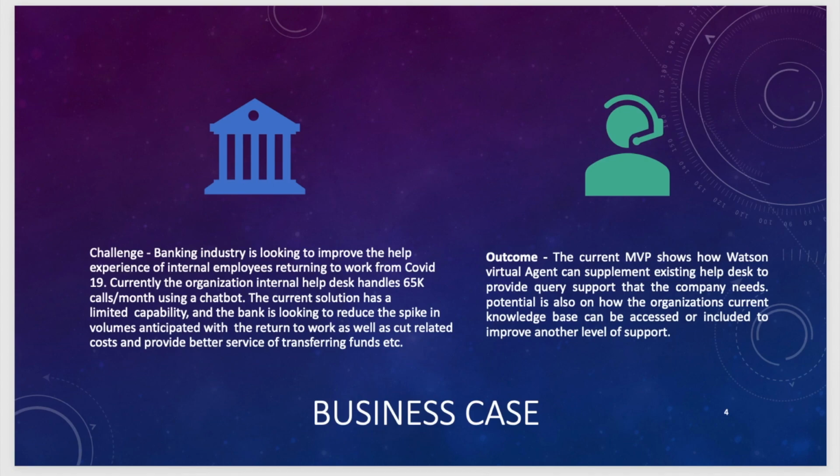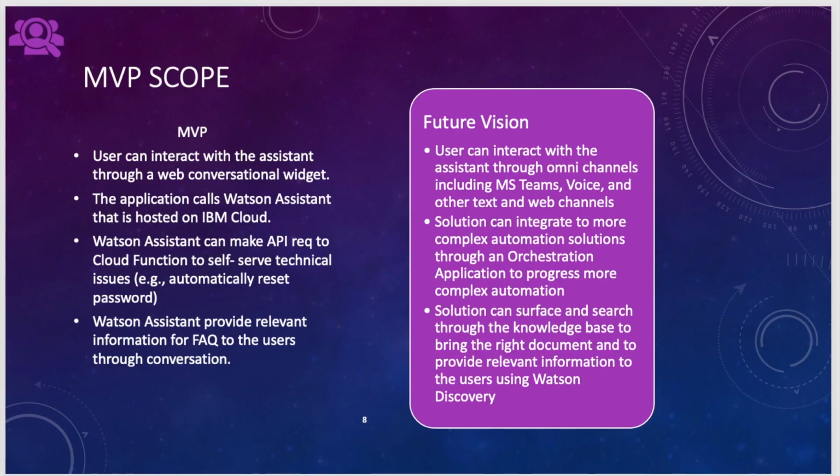like transferring funds, etc. The outcome of this current MVP is shown using Watson Virtual Agent, which can supplement the existing help desk to provide query support that a company needs. There is potential for how the organization's current knowledge base can also be accessed or included to improve and provide another level of support. In the scope of this MVP, users can find information and direction on transferring funds to another entity. The marketing department can also look for information on minimum budget requirements for running advertisement campaigns.